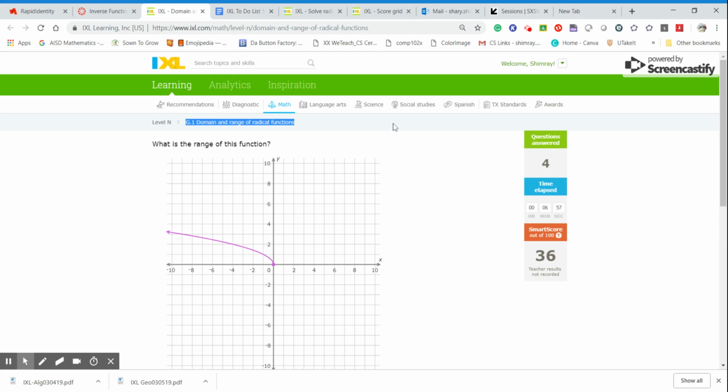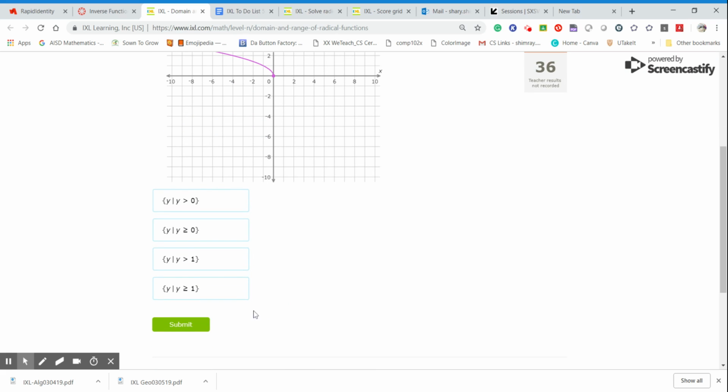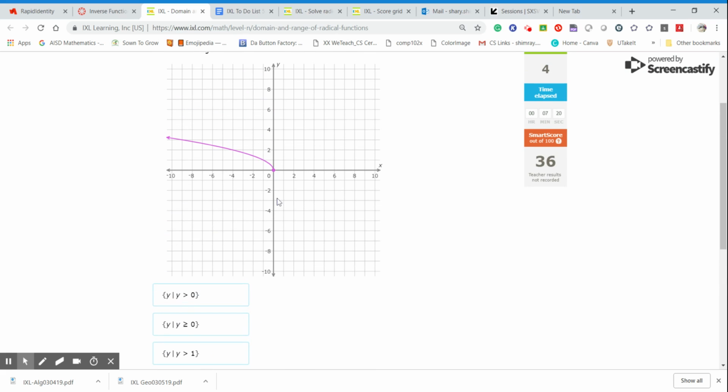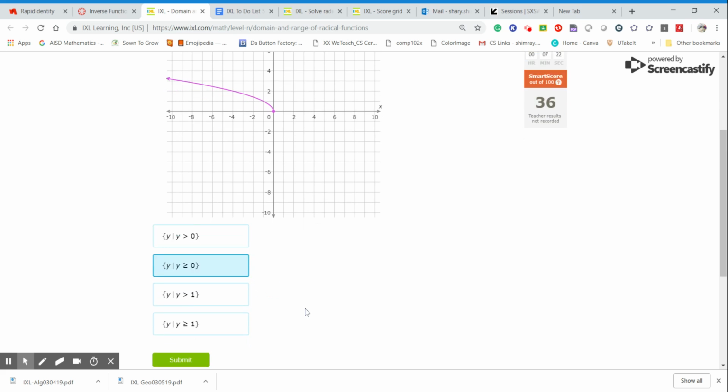Okay, for this one, range. Even though it's going toward x, if you look at the y value, it is getting bigger while the x value is getting smaller, right? But all start with 0. So therefore y is greater than or equal to 0. It starts with 0 and not with 1, so we're going to put 0.